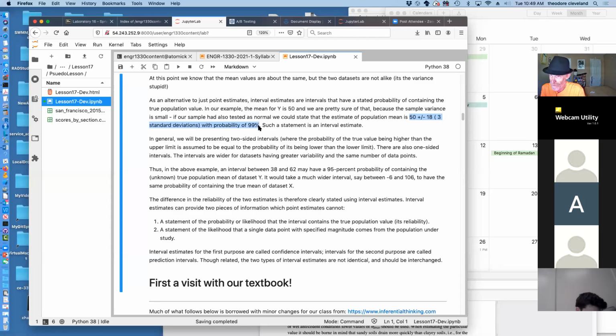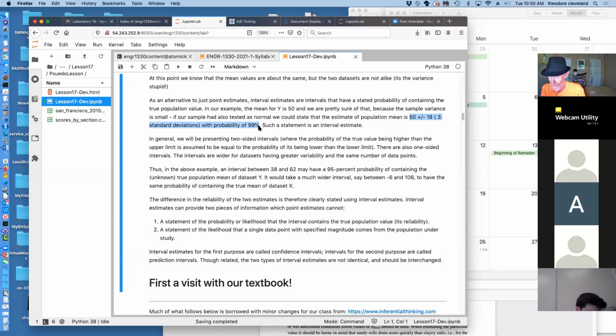So to reiterate, if we were to write that the estimate of the population mean for category cap Y is 50 plus or minus 18 with a probability of 99%, our interval estimate would be, let's see, 50 minus 18, would be the 99% interval that contains the true but unknown population mean is 32 to 68.